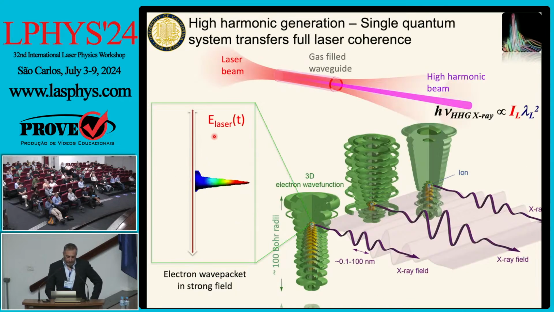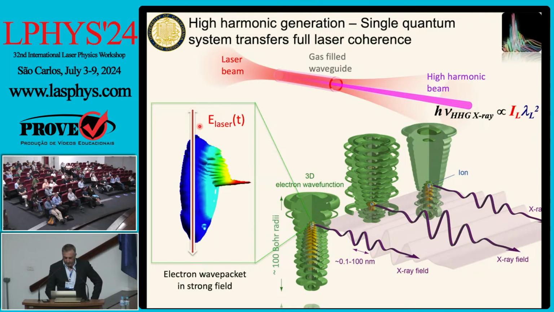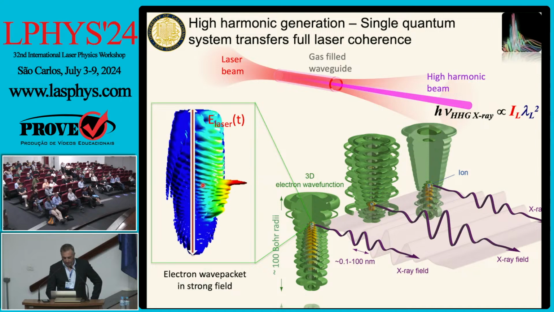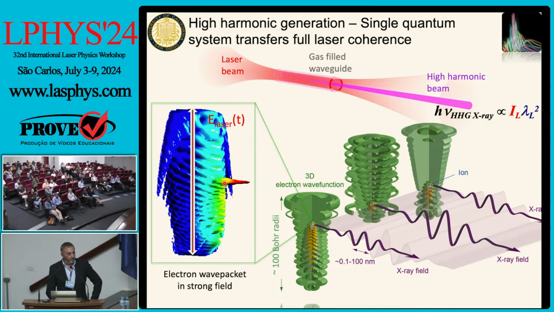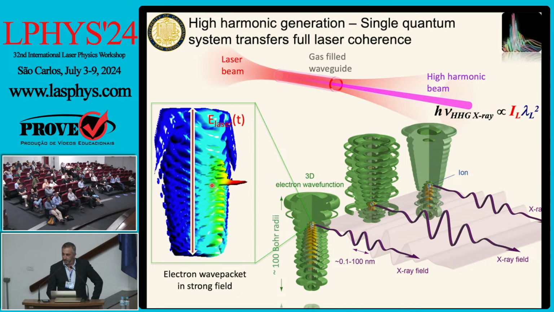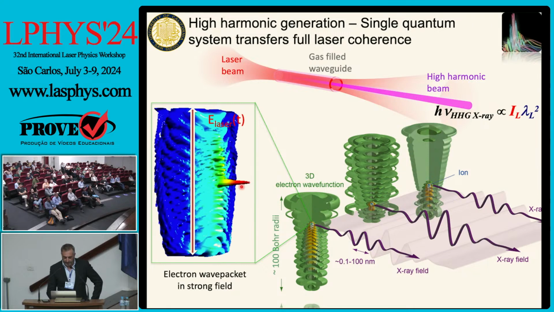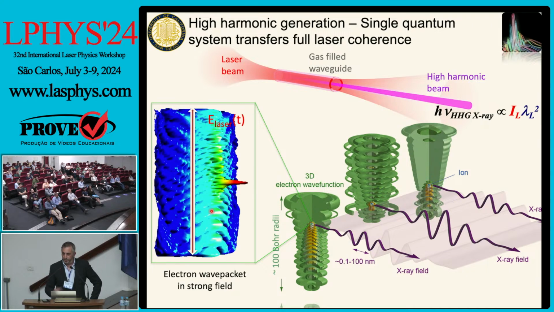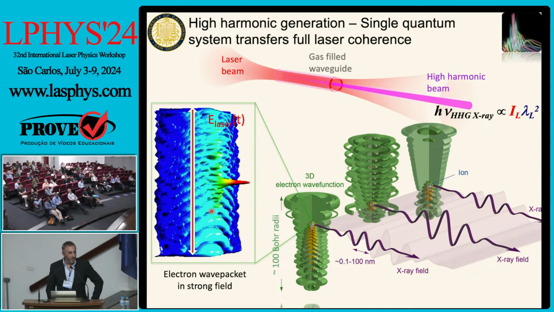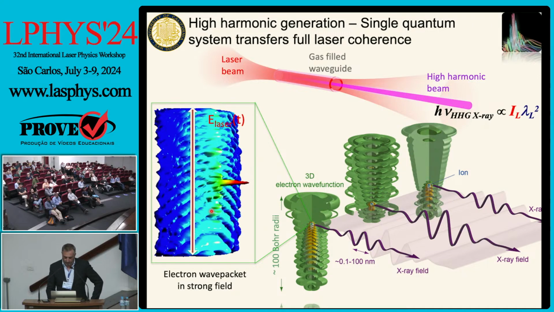When we have a linearly polarized driving field, the electron wave packet quantum mechanically oscillates along the polarization of the driving laser, and we produce linearly polarized UV or X-ray light. Here we have all these ripples of the electron wave packet. The electron wave packet comes back to the site of the ion here at the peak, and all these ripples are actually the source of our coherent emission.